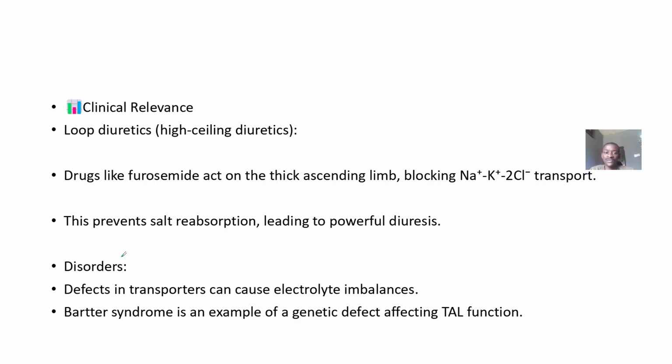Clinical relevance: if you know the functions of the loop of Henle very well, understanding how loop diuretics function will be very easy for you. Drugs like furosemide act on the thick ascending limb, blocking the sodium, potassium, chloride transport. So it prevents salt reabsorption. That's why, when we take those drugs, a lot of fluid can be produced.